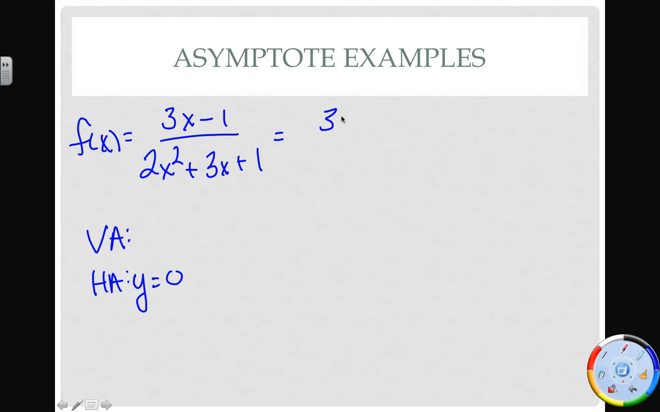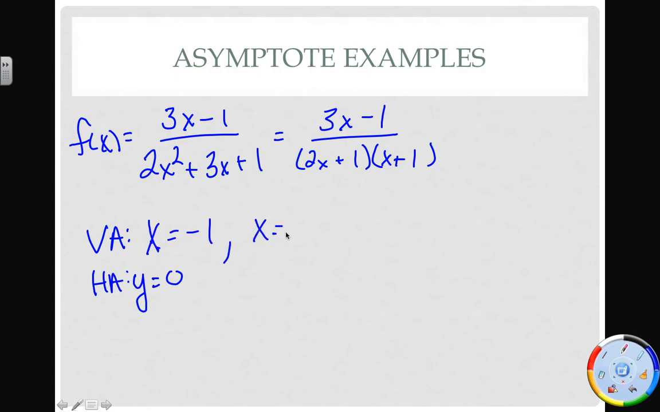Well, for vertical asymptotes, I like to see if this factors. And I think it does. Which means I have vertical asymptotes at both of the zeros here. So I have one at x equals -1 and one at x equals -1/2. All right, so that's my asymptotes. Let's try another one here.